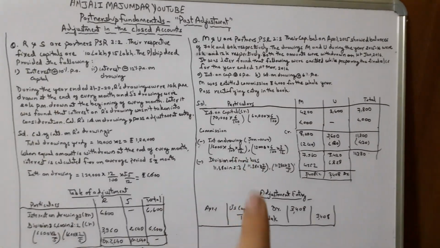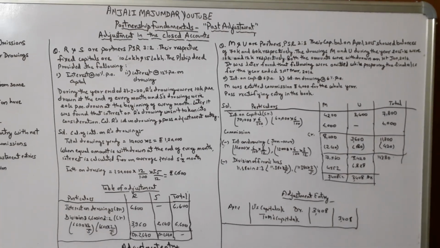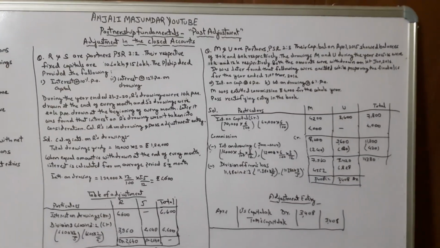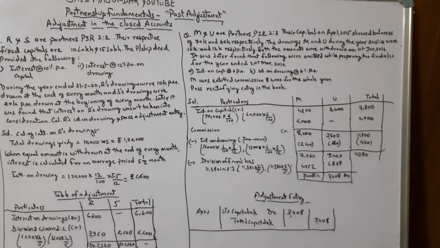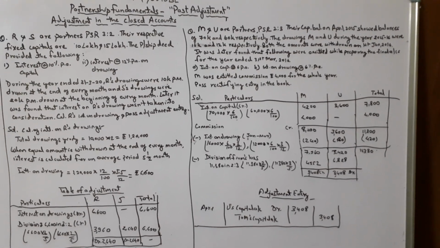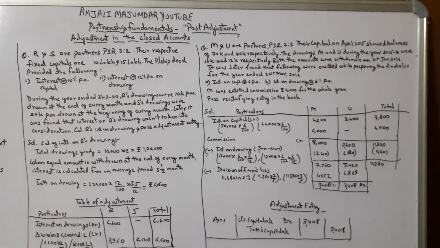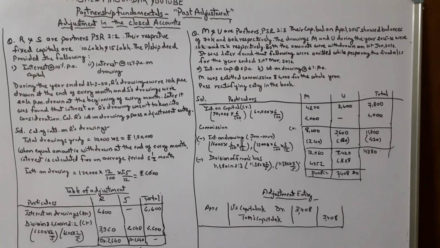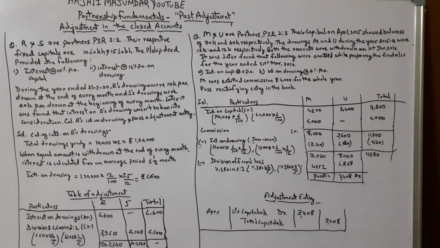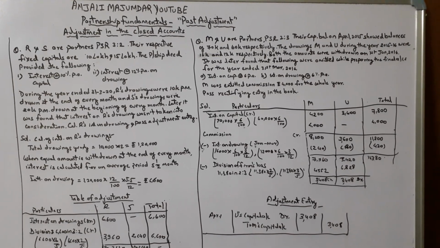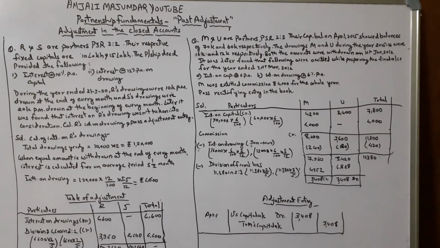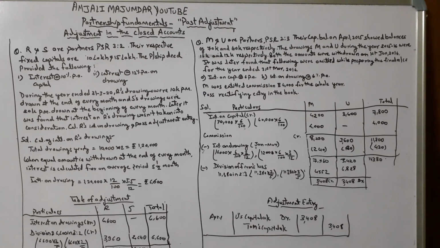The second question says, M and U are partners and their PSR, that is profit sharing ratio, is 2 is to 3. Their capital balance on 1st April 2015 showed a balance of 70,000 for M and 60,000 for U. Now the drawings of M and U during the year 2015-16 were 16,000 and 12,000 respectively. Both the amounts were withdrawn on 1st January 2016.